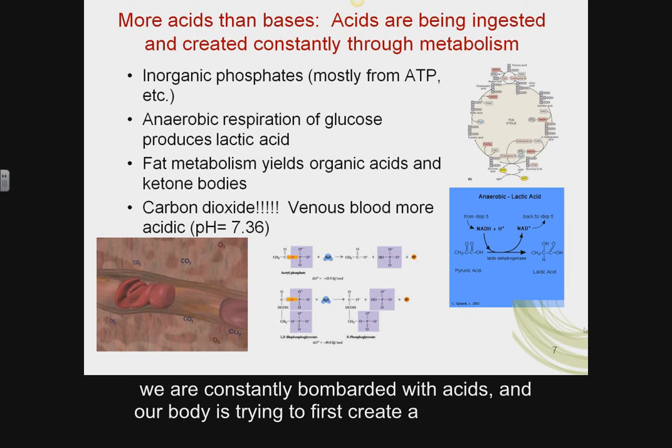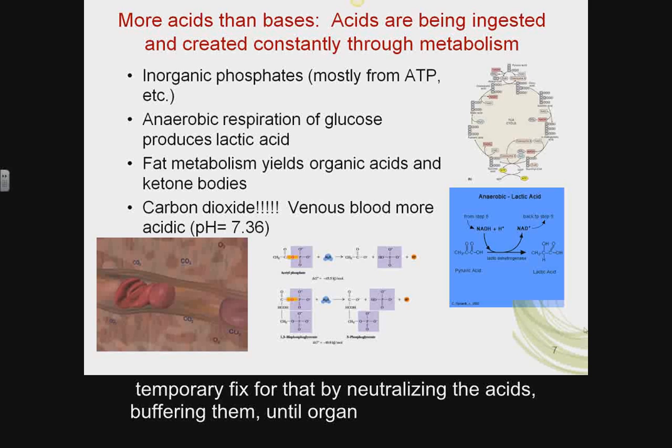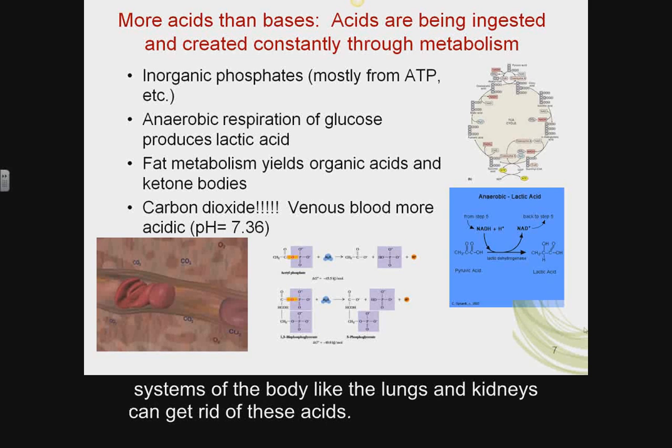So we are constantly bombarded with acids, and our body is trying to first create a temporary fix for that by neutralizing the acids, buffering them, until organ systems of the body, like the lungs and kidneys, can get rid of these acids.